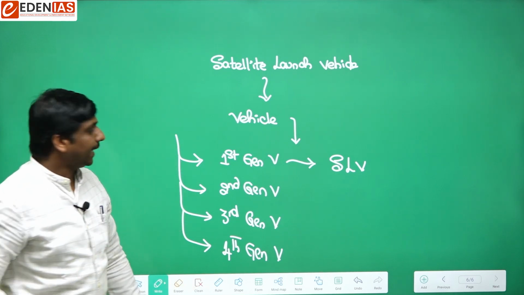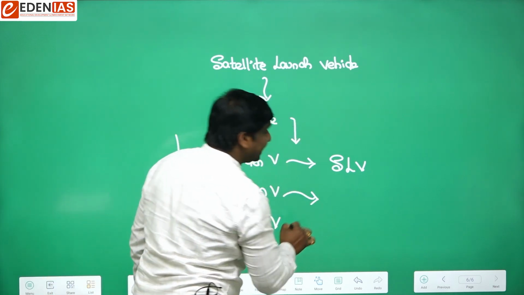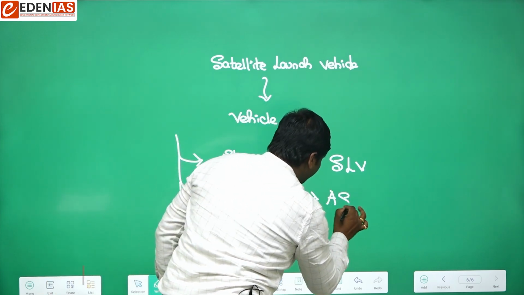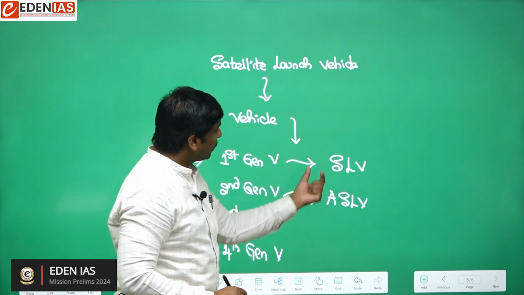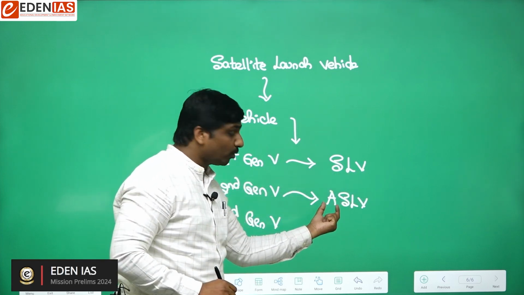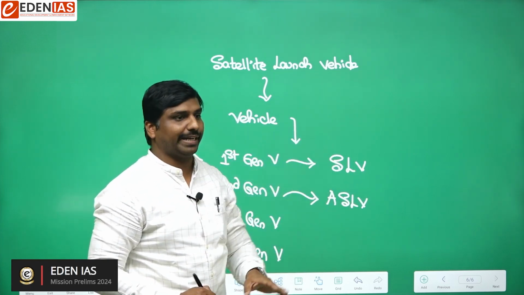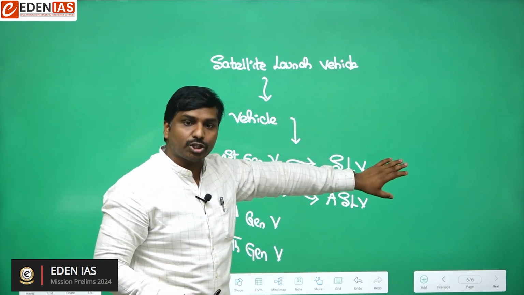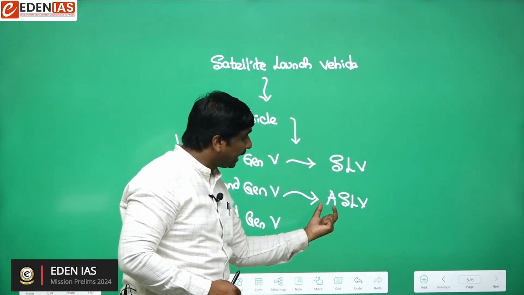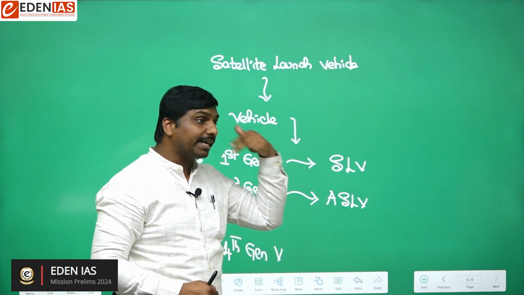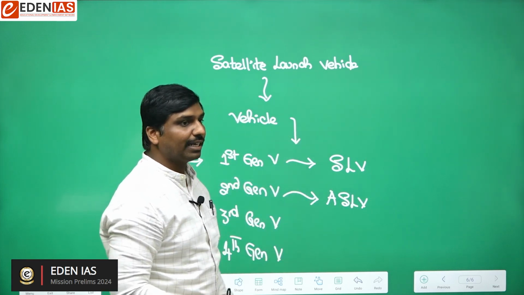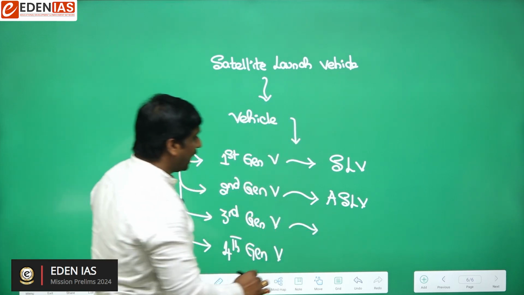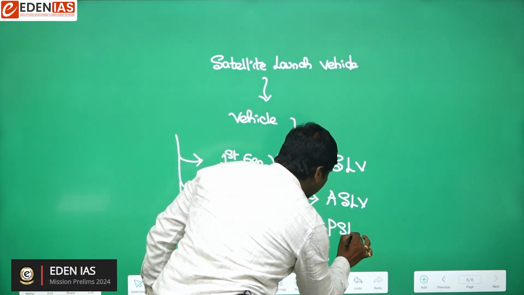Then at the next level we had ASLV. SLV is the satellite launch vehicle, and this one is the augmented satellite launch vehicle. Augmentation means enhancing. So a slightly enhanced version of the satellite launch vehicle is known as ASLV, the augmented satellite launch vehicle. And the next one, third generation, is something called PSLV.